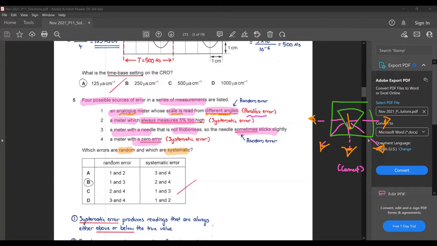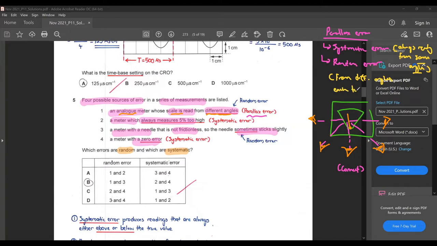Okay, so but what's the nature of this parallax error? Remember I told you before, parallax error can be systematic error, it can also be random error. It really depends on how you are reading it. Systematic error would be when you are always reading from the same angle. Random error is from different angles each time. Okay, so in my case, they already told you that your reading is being read from different angles. It's actually supposed to be random error. Okay, so number 1 is random error.